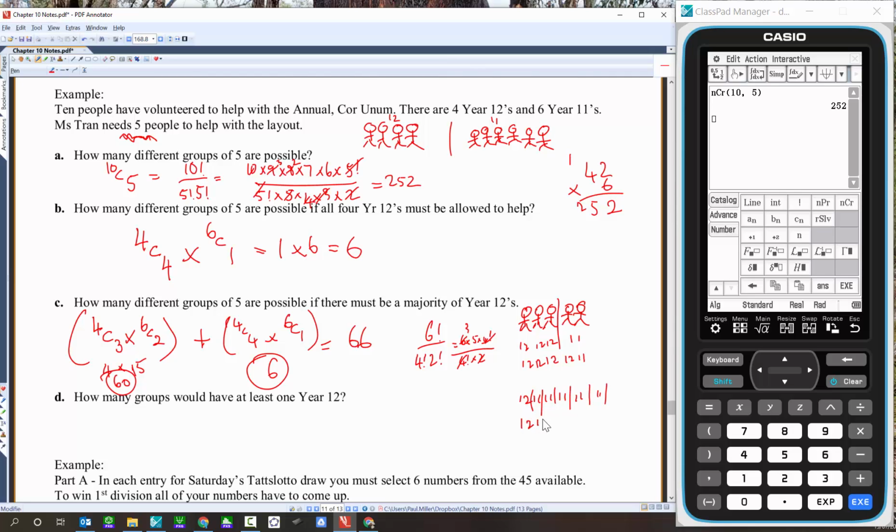I could have a 12, 12, and 11, whoopsie, 11, and 11. I could have a 12, a 12, a 12, an 11, and 11. And I could have a 12, and a 12, and a 12, and a 12, and 11. So I've got that, that, that, and that. Now I've worked out some of these previously, okay? So I could tack on these other ones here.